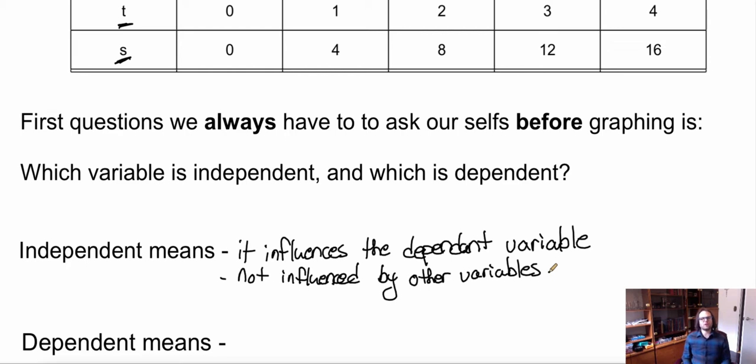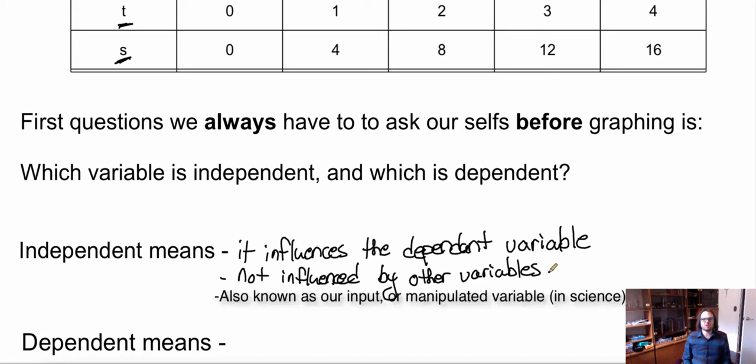Some other ways of looking at the independent variable is it's going to be my input, okay? And my independent variable is always going to be on my x-axis. Another thing with our independent variable in science, this is called our manipulated variable.